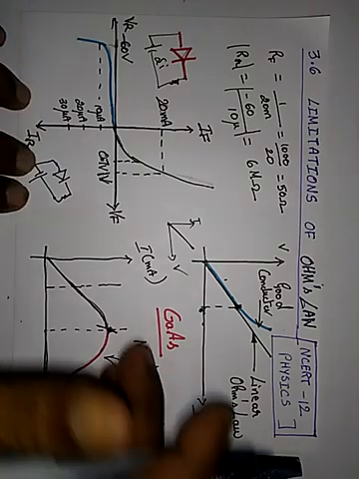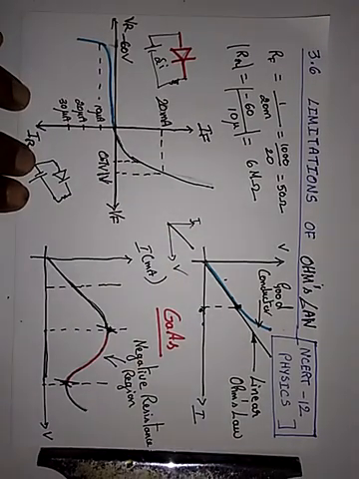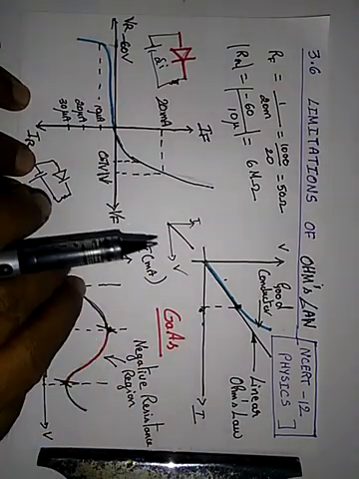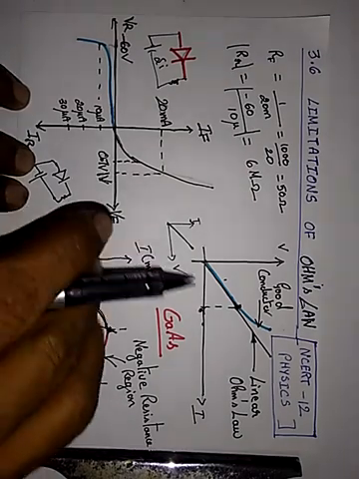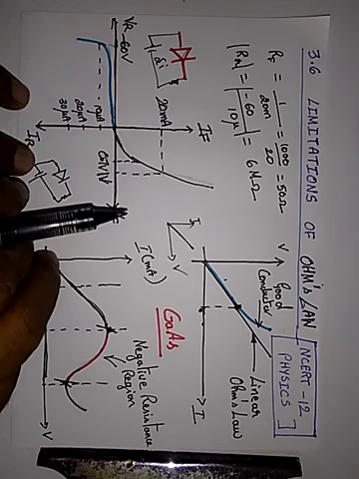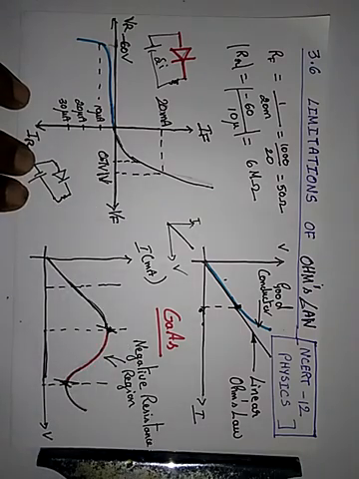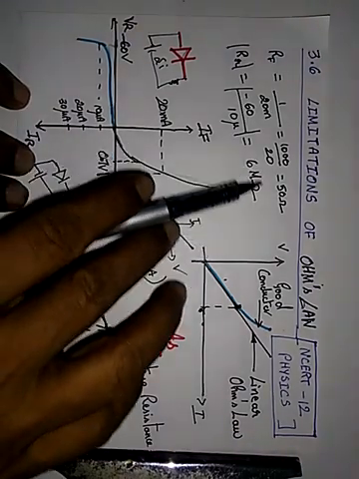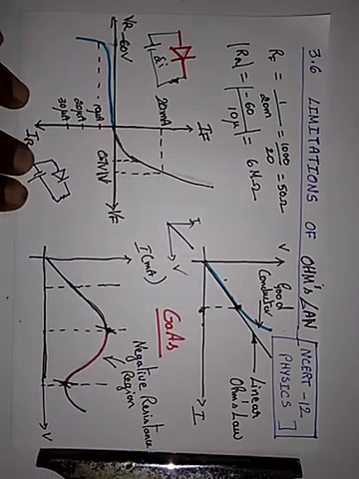So that's all about limitations of Ohm's law. And as I already told you, when you take readings for Ohm's law, the surrounding conditions, temperature, everything should be constant. Hope you have understood the limitations of Ohm's law.